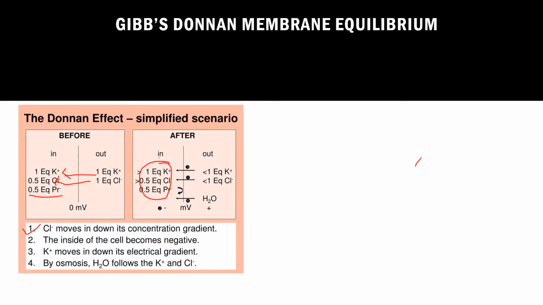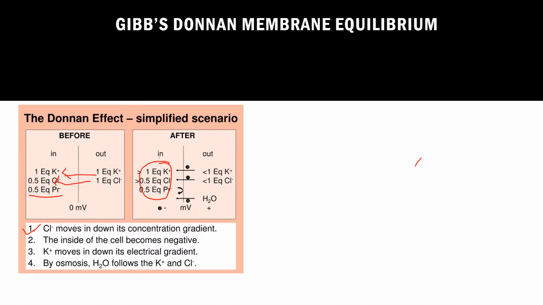Here we can take a simpler scenario. So before the equilibrium, you can see that at one side of the compartment we have one equivalent concentration of potassium, on the other side one equivalent concentration of potassium. So the potassium concentration was equal.